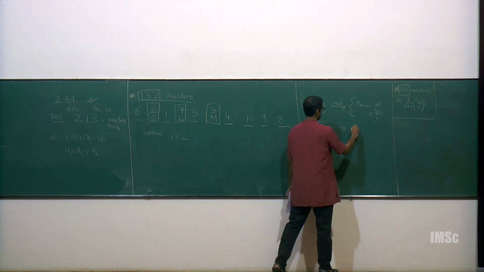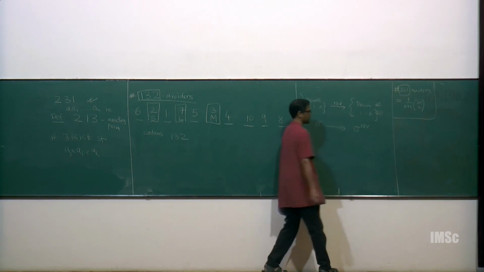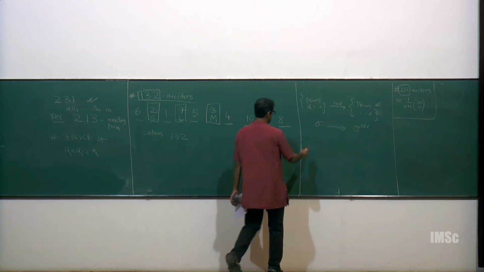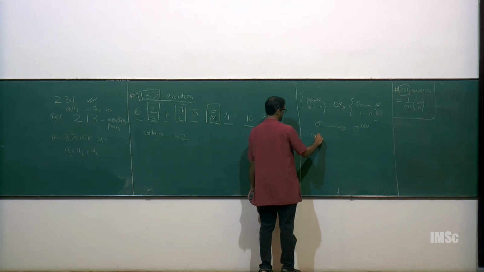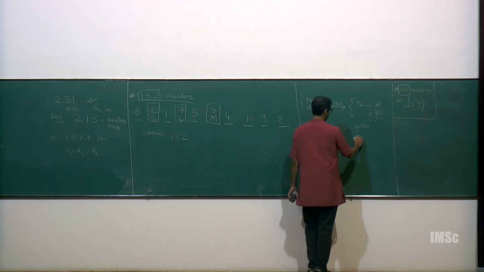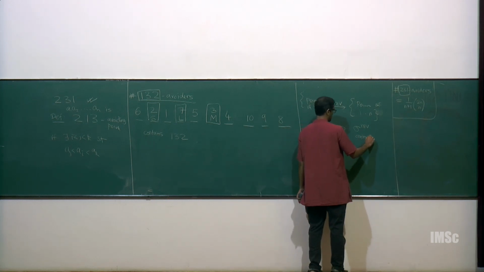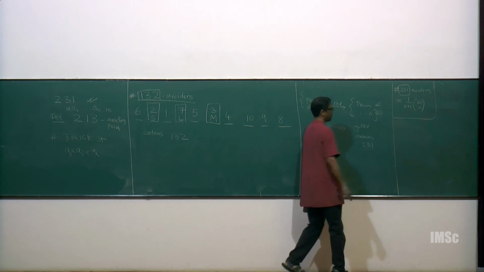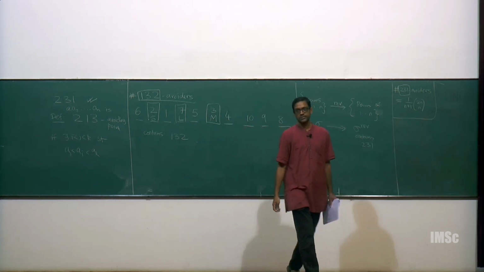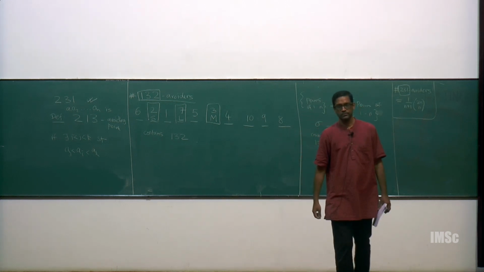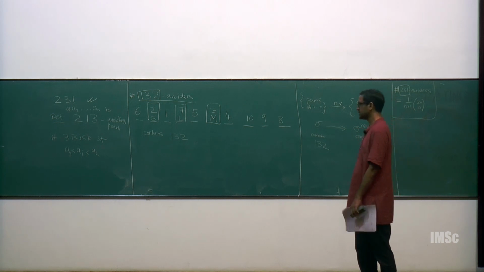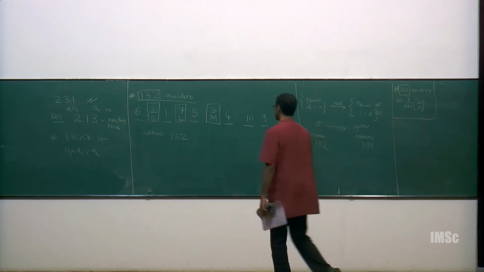Given a permutation sigma, I just read it in reverse. Sigma going to sigma reverse. Right? Now what I'm saying is that sigma contains 1, 3, 2 if and only if sigma reverse contains 2, 3, 1. So how many 1, 3, 2 avoiders will I have? Exactly the same as 2, 3, 1 avoiders. That's known to be the Catalan number. Okay? Let's do the other ones. What about 3, 1, 2 avoiders?